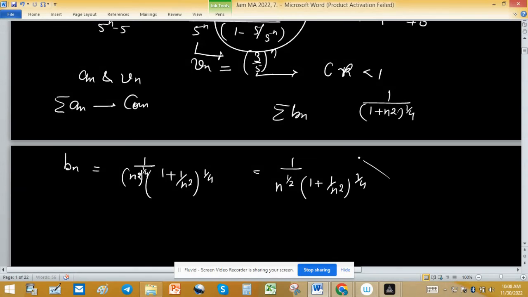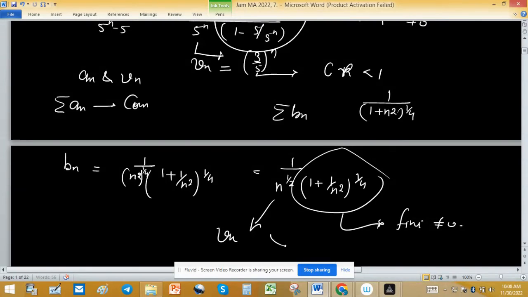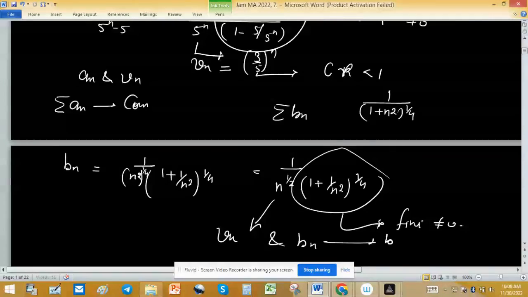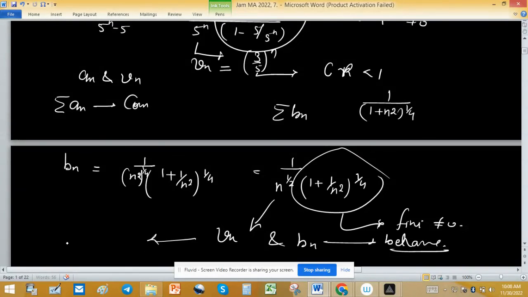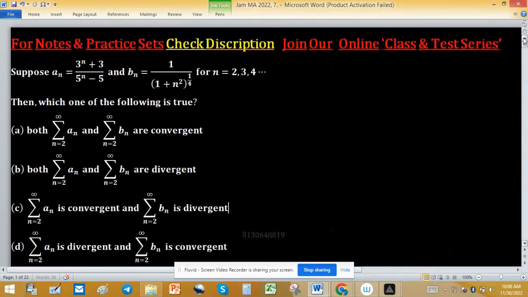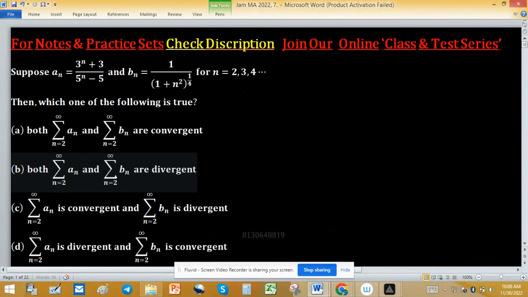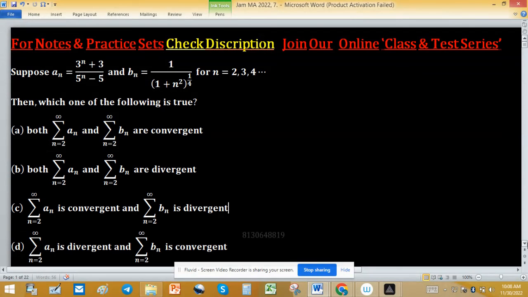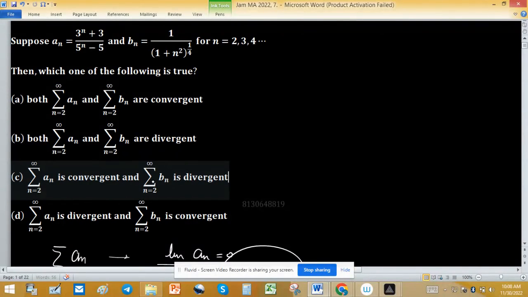Limit of this expression is finite and not equal to 0. That's why consider this as Vn. So Vn and bn behave alike, and Vn is divergent. Vn is divergent because p less than 1. That's why summation bn is divergent. Now try to find which option is true. Summation an is convergent and bn is divergent. Option C is correct.